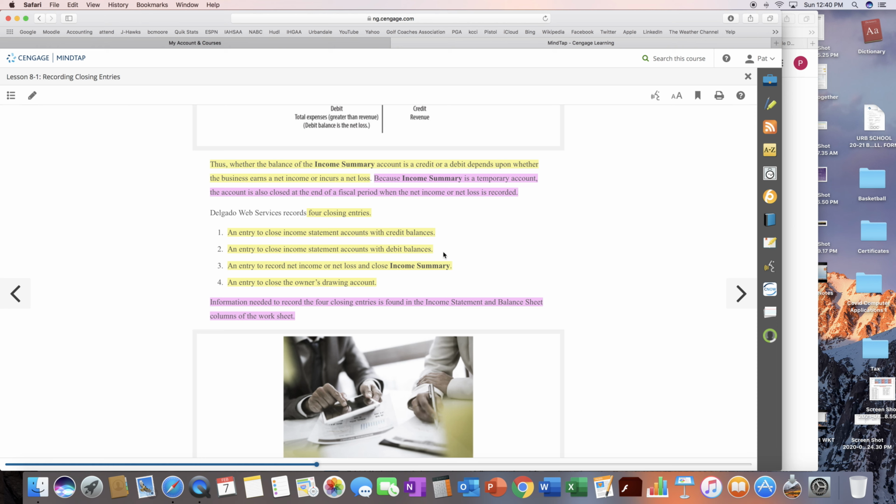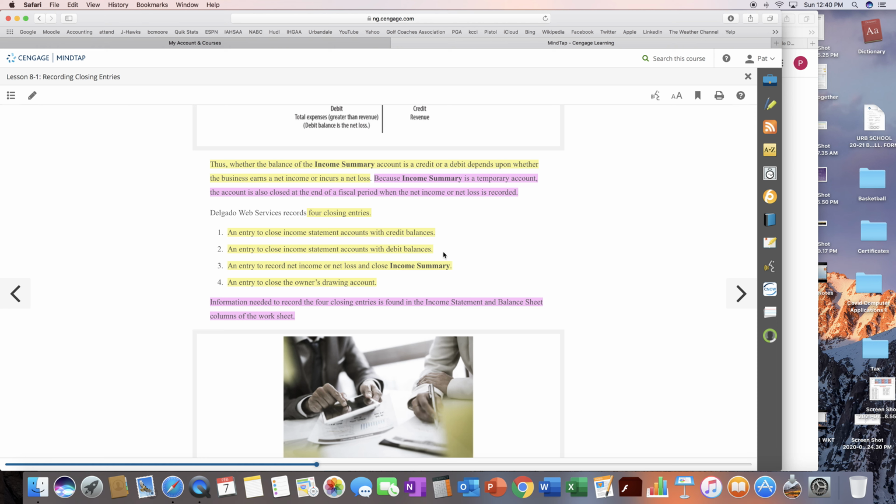Where are we going to get this information? We're going to get it to record all 4 closing entries from the income statement and balance sheet columns of the worksheet. Here's a little example of the worksheet. The first closing entry is we would close all income statement column accounts with a credit balance, which is sales.